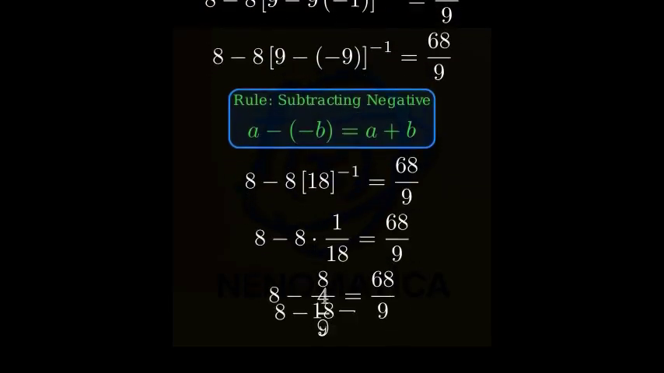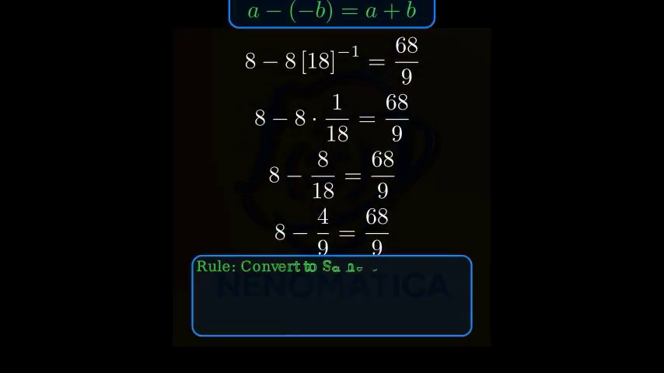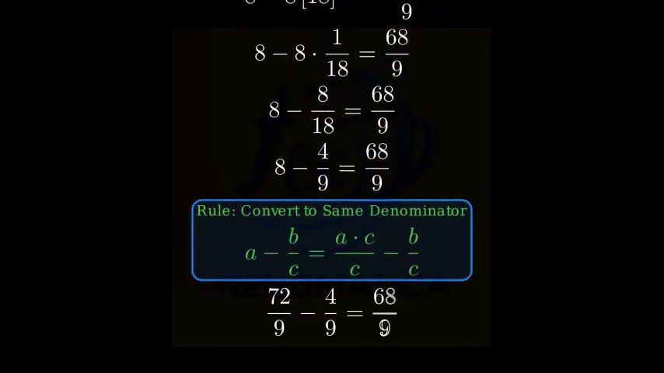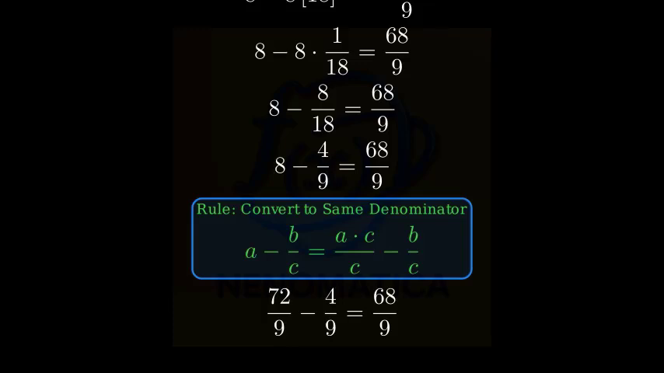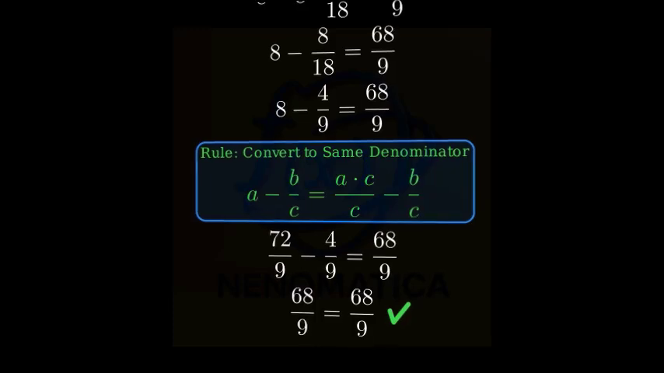Next, we multiply 8 by 1 over 18. This gives us 8 over 18, which simplifies to 4 over 9. To subtract these terms, we need a common denominator. Let's convert 8 to a fraction with denominator 9. 8 equals 72 over 9. Finally, we subtract 4 over 9 from 72 over 9. This gives us 68 over 9.